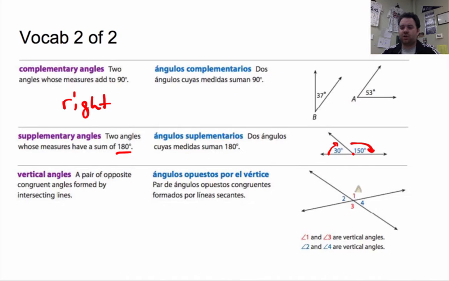Okay? Vertical angles are across from each other. Adjacent angles are next to each other. Make sure you have this vocab written down. It is super important. And we're going to go into an I do problem.